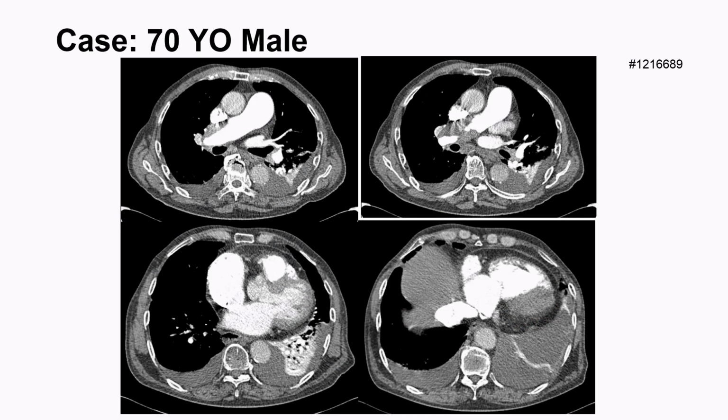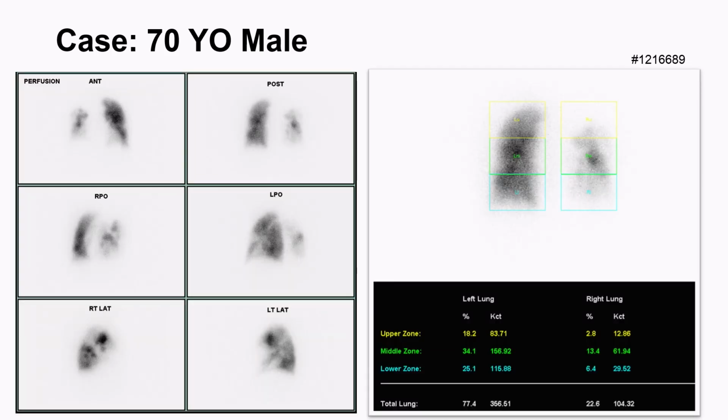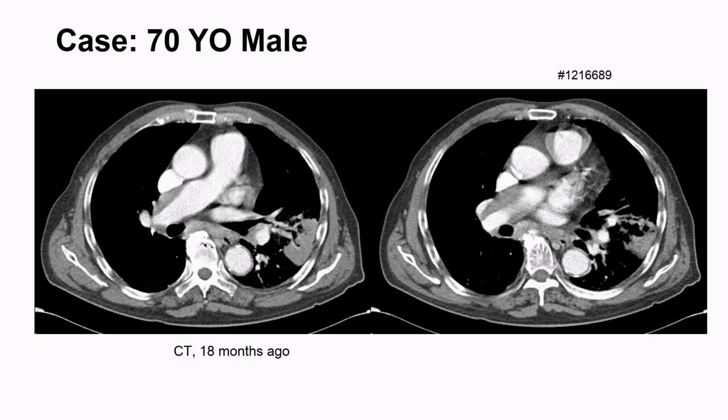His CT showed an enlarged pulmonary artery with mural thrombi, organized wall thrombi, and enlarged RV. And the perfusion defect was multiple. VQ scan, perfusion SPECT showed multiple defects. Actually, his CT taken about 18 months ago showed mural thrombi like this, and is similar to the current CT images.